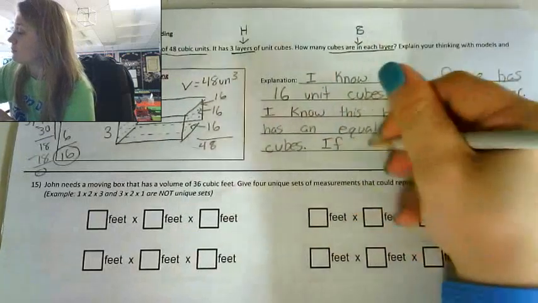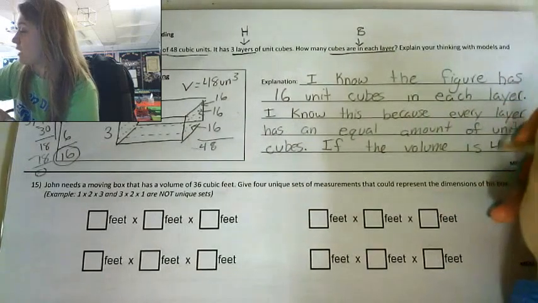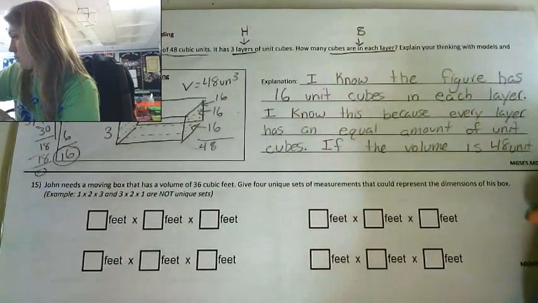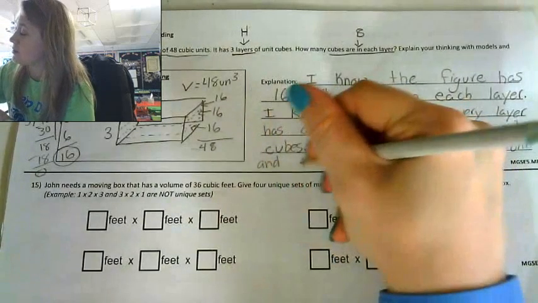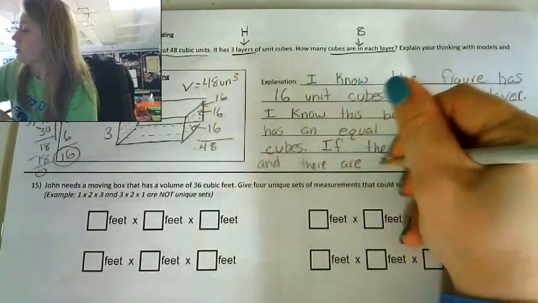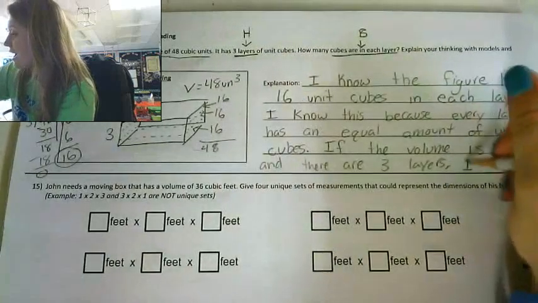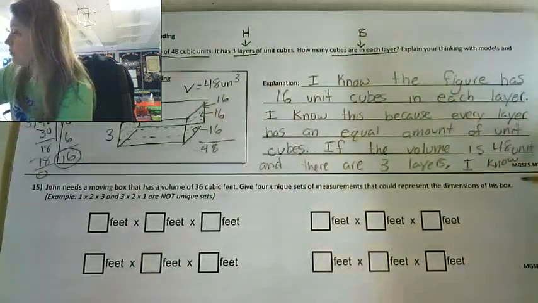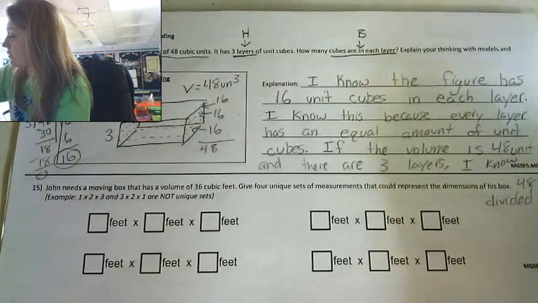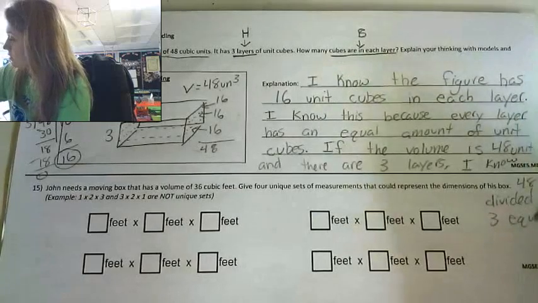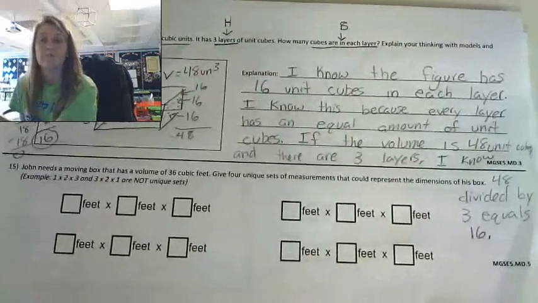If the volume is 48 unit cubes, and there are 3 layers, I know, oops, I'm running out of room, 48 divided by 3 equals 16. I'm going to go back and make sure that sounds right.